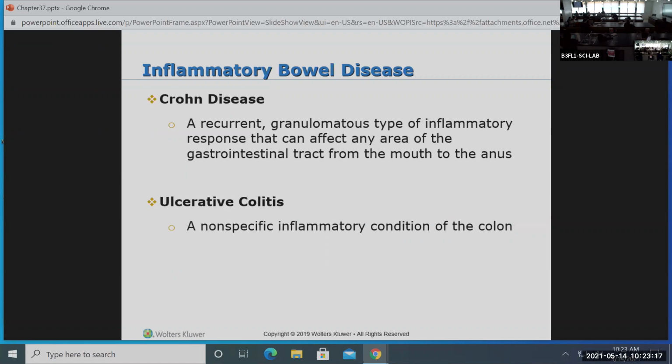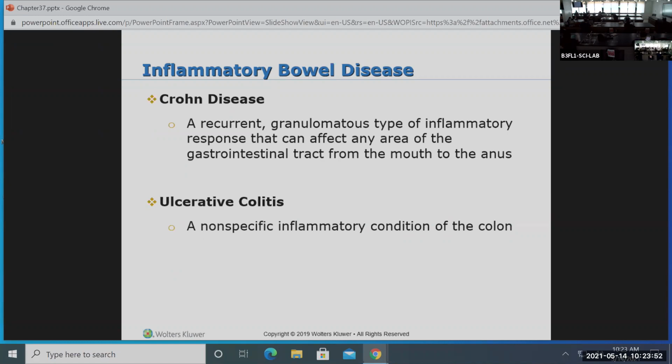And in the textbook on page 1091, there is a table showing the difference between Crohn's disease and ulcerative colitis. Please go over that table also, that is important.